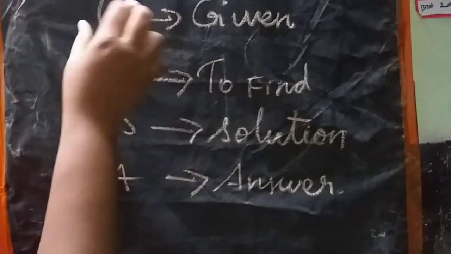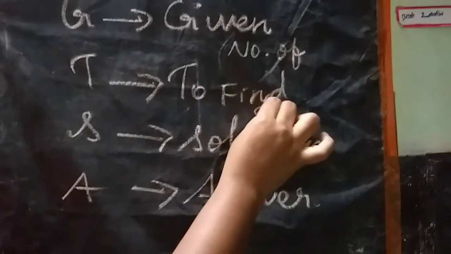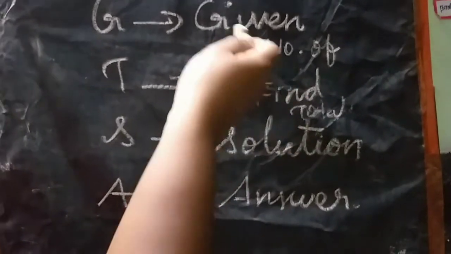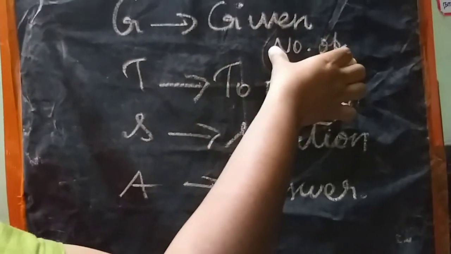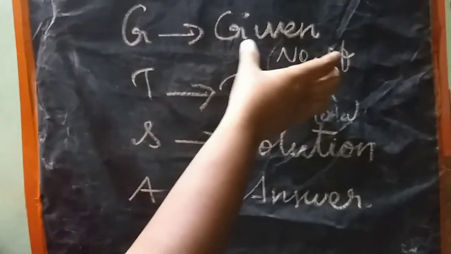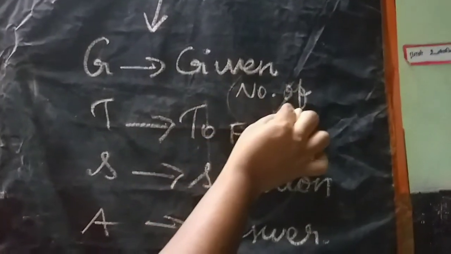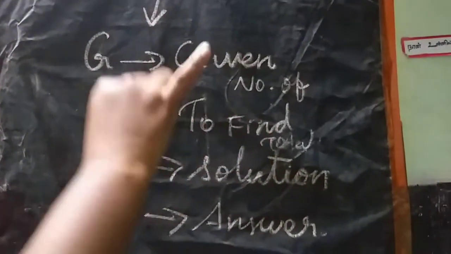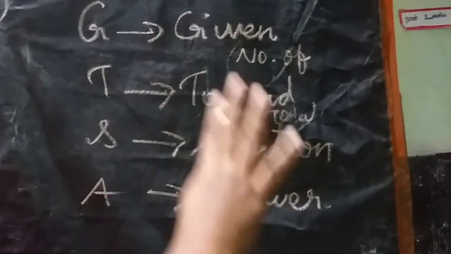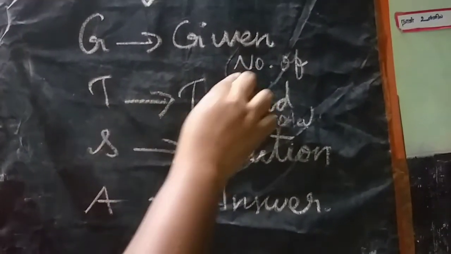If it is an addition word problem, you should write in the given part "number of", and in the to find, "total", isn't it? And if it is a subtraction word problem, the starting statement is "number of". If it is a multiplication word problem also, the starting statement is "number of". And in a division word problem also, the starting statement is "number of", isn't it? In addition, subtraction, multiplication, division word problems, the starting statement is "number of".